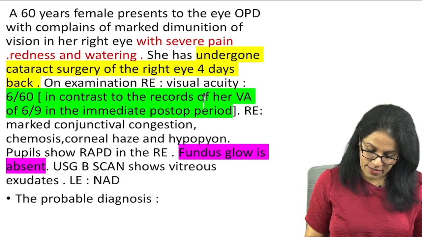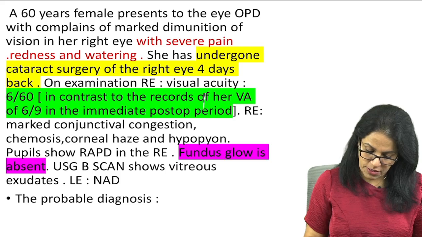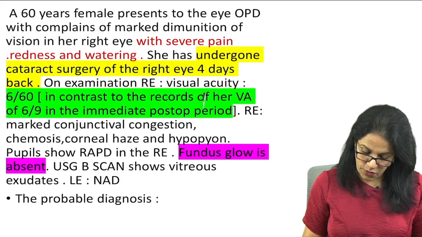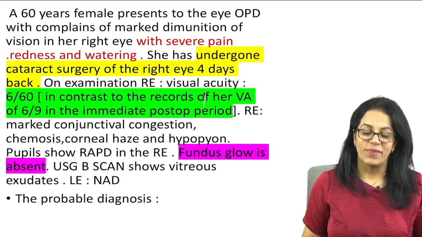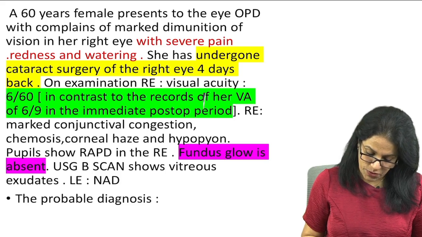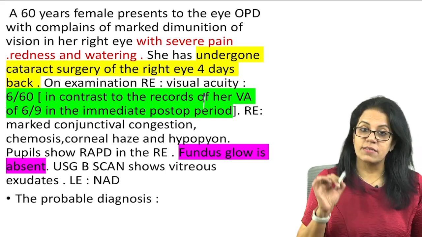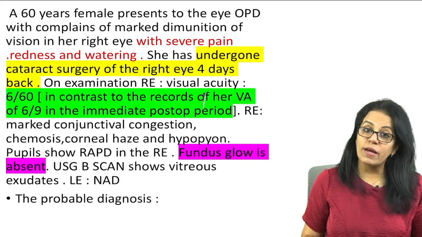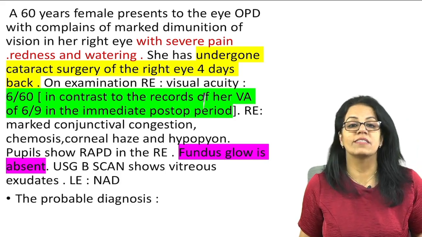A 60 years female presents to the eye OPD with complaints of marked diminution of vision in her right eye with severe pain, there is redness and watering. She has undergone cataract surgery of the right eye 4 days back. On examination, the right eye, the visual acuity is 6 by 60. This is important. In contrast to the records of a visual acuity of 6 by 9 immediately after surgery, post-op.